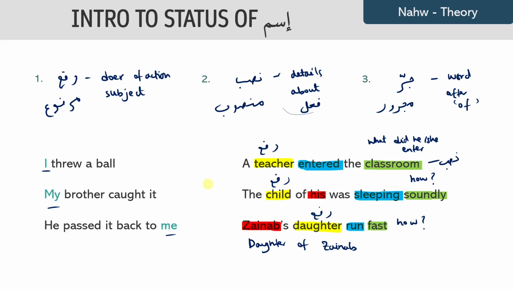So to sum up, the rafa is the subject or the doer of the fa'il. The nasab is the object. I'll write that as well. Nasab shows details about the fa'il. And jar is something related to another word, and in this case is the word after of. So we're going to do some exercises and practice identifying which status each word is.